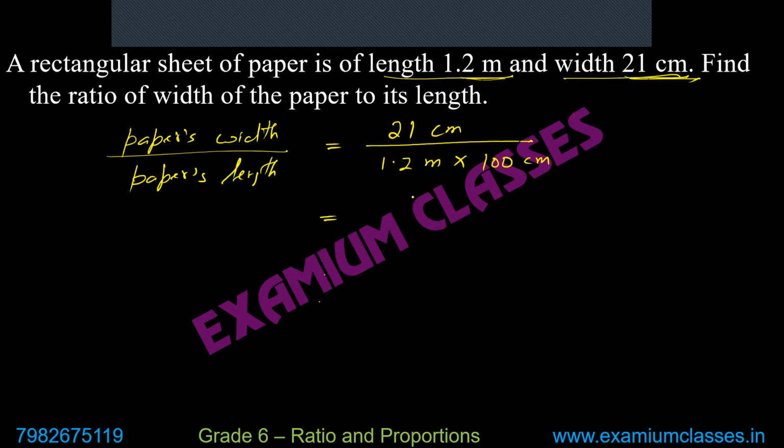So it means it will be 21 divided by 120. When we simplify it, 3 7s are 21, 3 40s are 120, it means it will be 7:40 ratio. That's the answer.